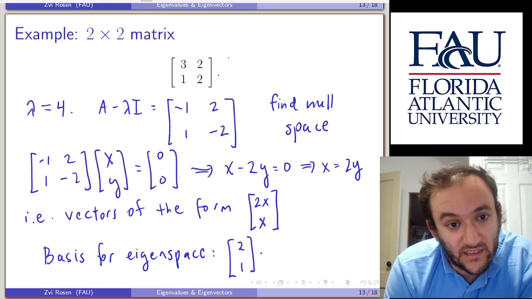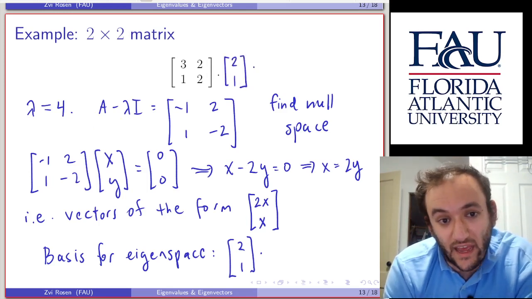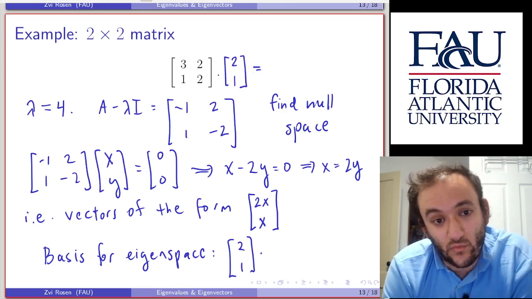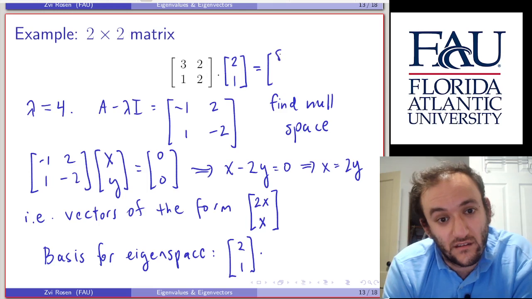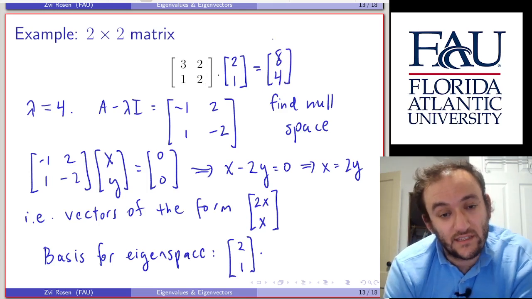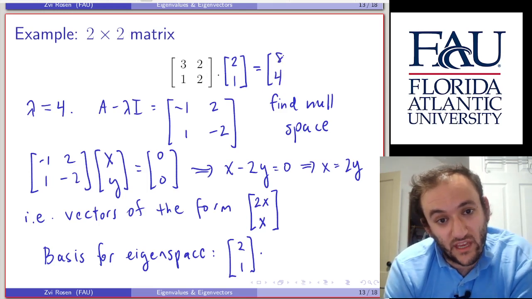And let's plug this in just to check that when I multiply by the vector (2, 1), I get scaled by 4. 3 times 2 is 6, plus 2 times 1 is 8. And 1 times 2 plus 2 times 1 is 4. Indeed, this matrix multiplication scales me up by 4. Okay?